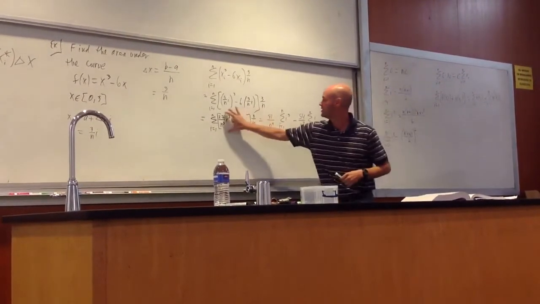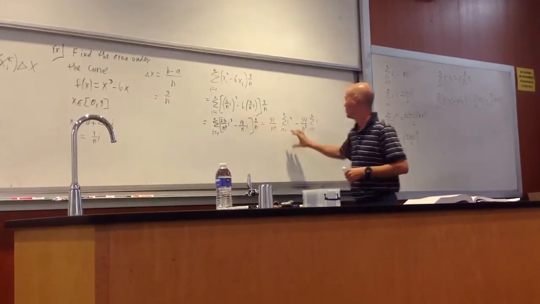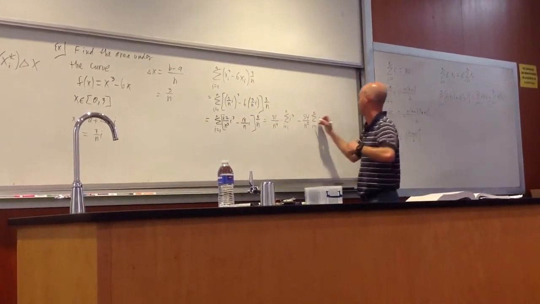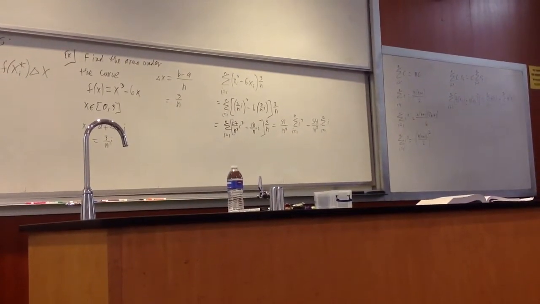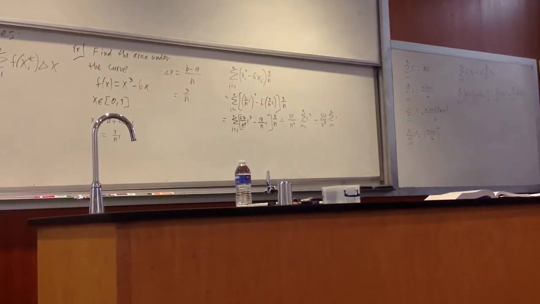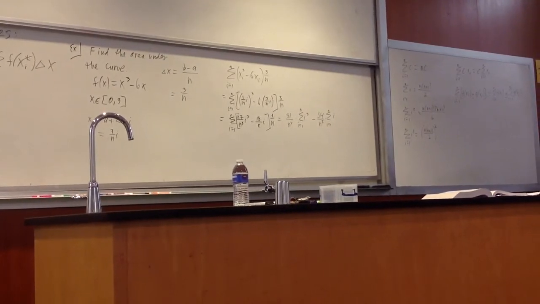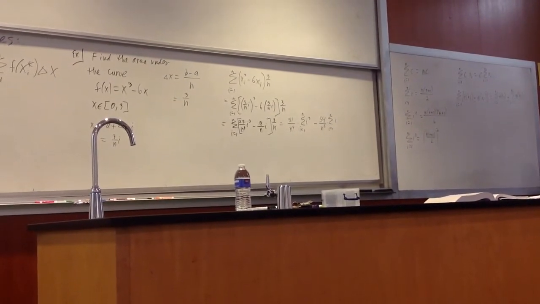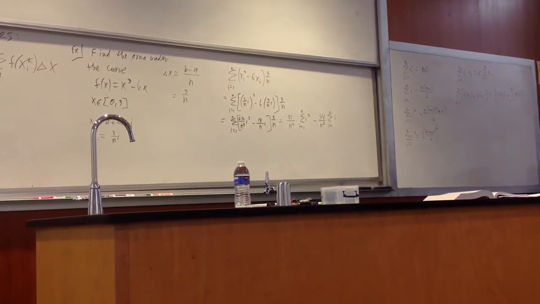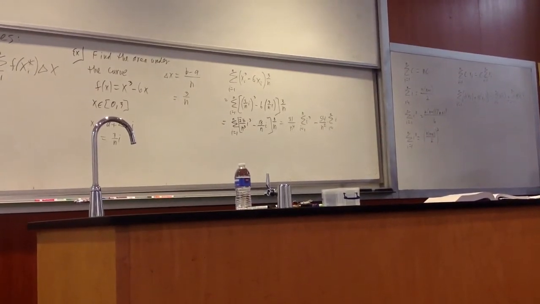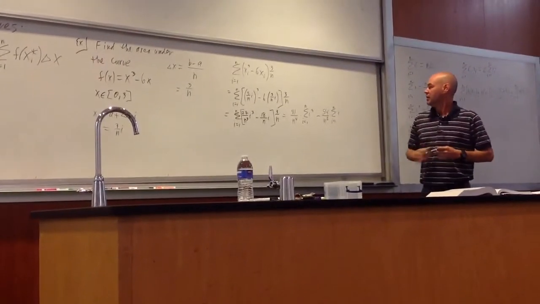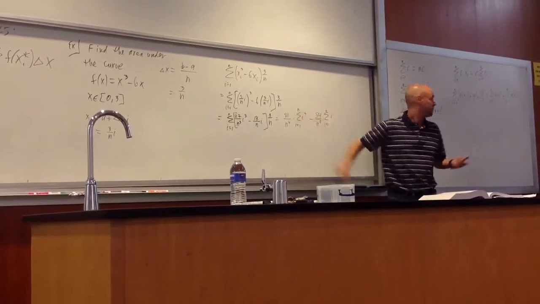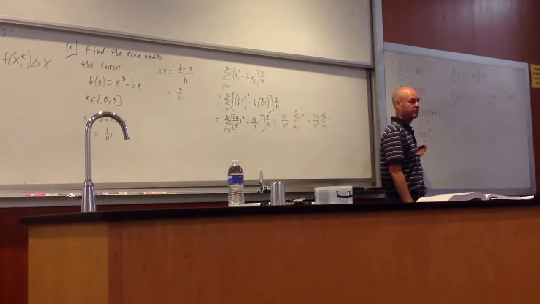So I distributed this in, and then I pulled out the constants relative to the summations. I want to make sure we're all squared away. Any questions so far? I know, it's still kind of like what's happening. Now I know this, right?